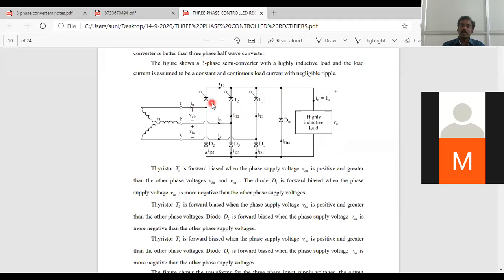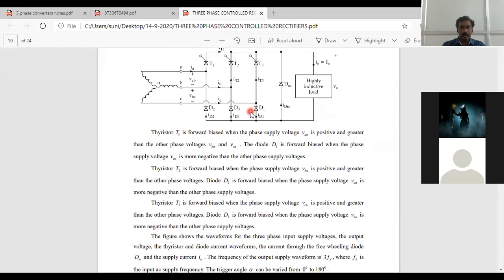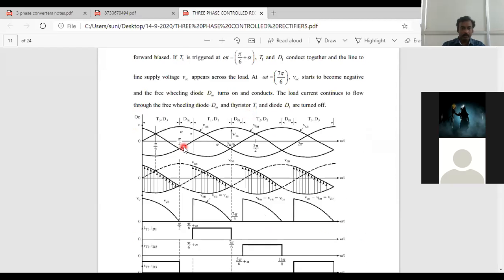So these switching devices are turned off at the desired instant. For this particular waveform, you are going to have the conduction provided. This is the waveform representation with the supply voltages: VAN, VBN and VCN. These are the phase to neutral voltages VAN, VBN, and VCN.